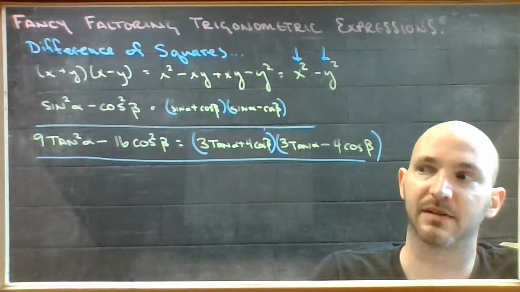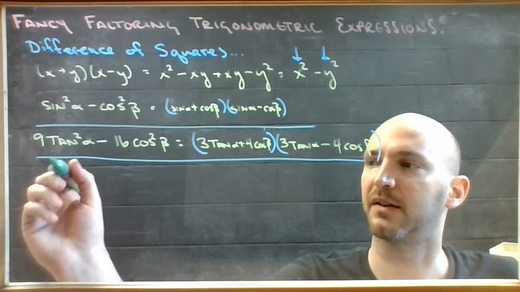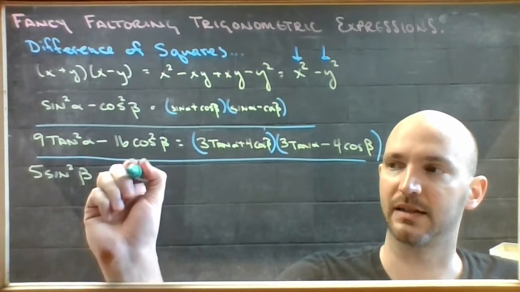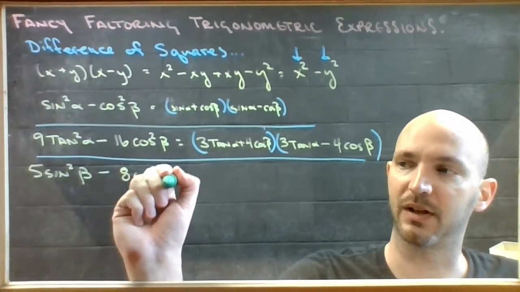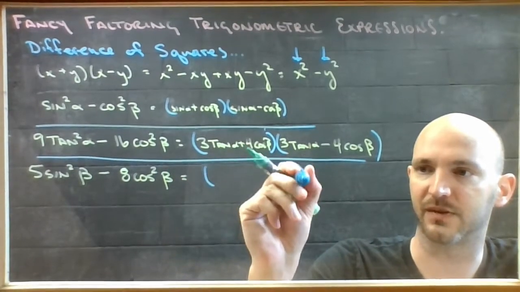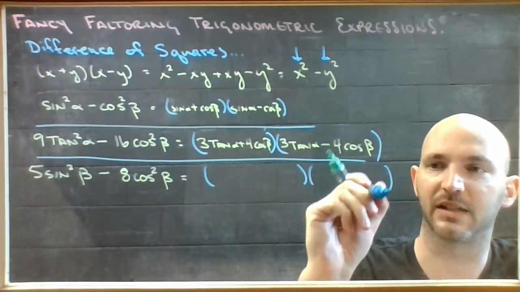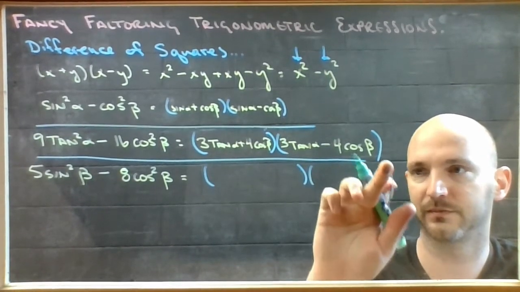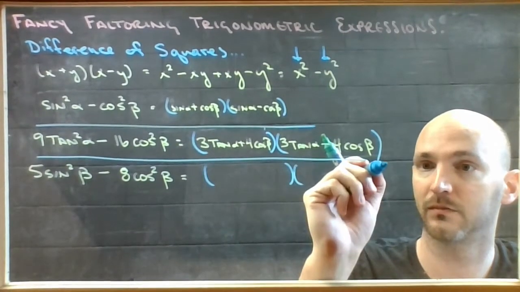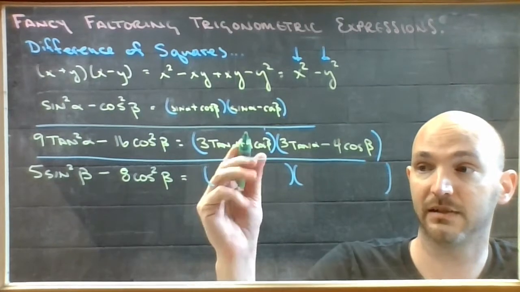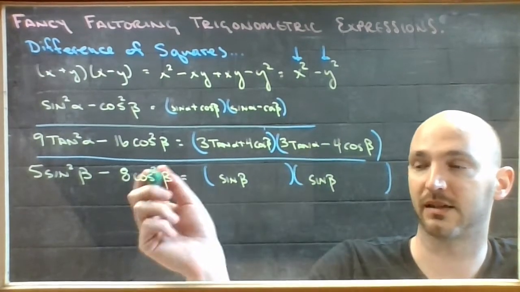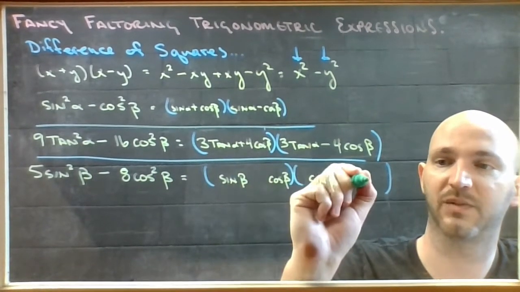You can even get away with this even if the numbers are not perfect squares. So I could do something like 5 sine squared beta minus 8 cos squared beta. And when I go to factor that using difference of squares, the brackets are getting longer each time, except that one. I'm going to have to split the sine into each bracket, so I'll do that, sine beta, and split the cos, cos beta, cos beta.